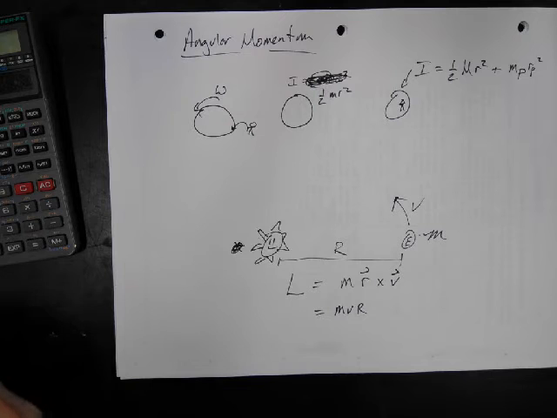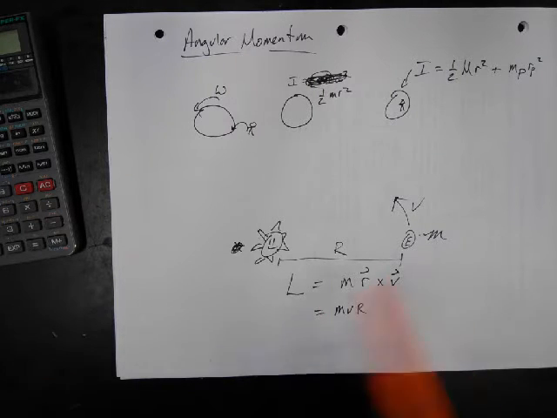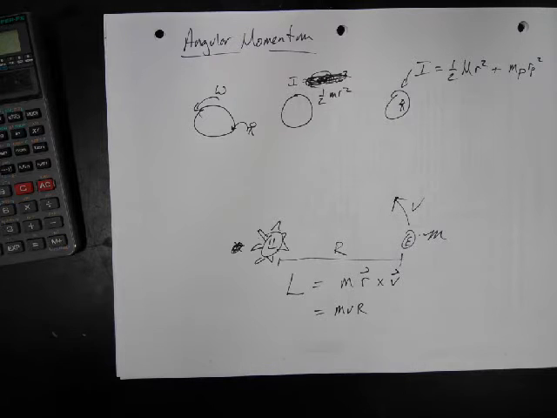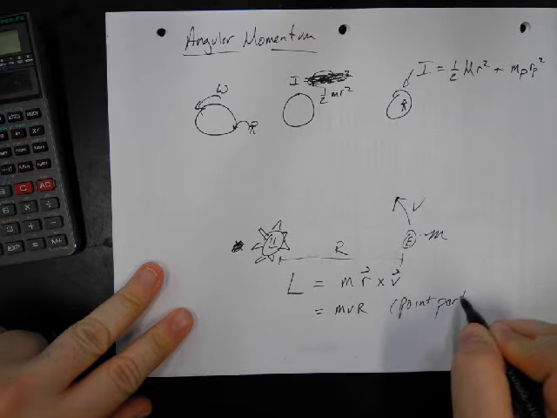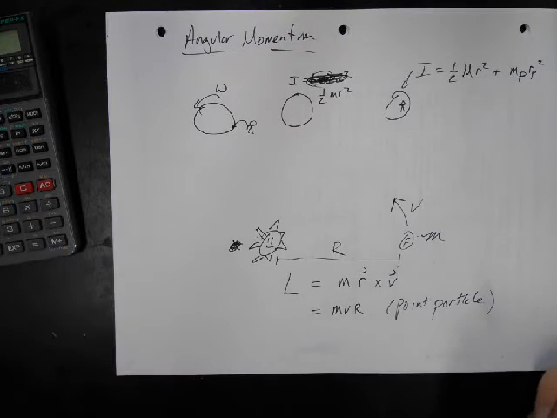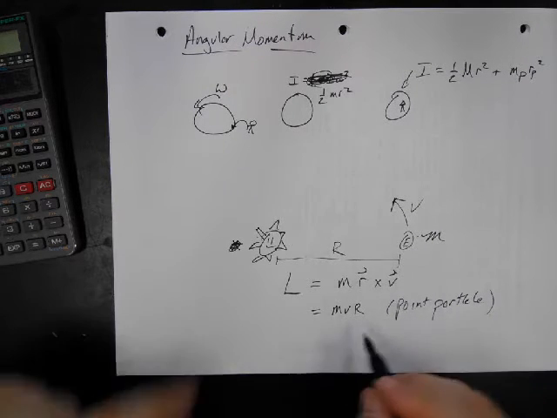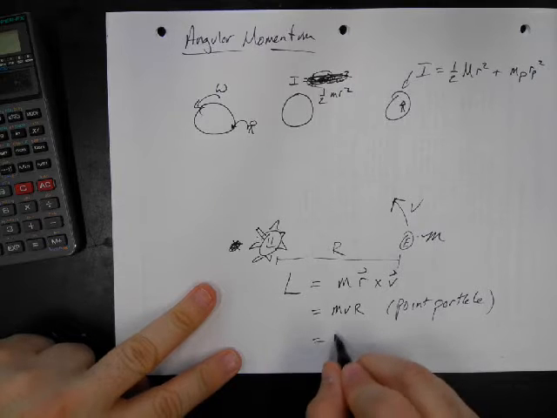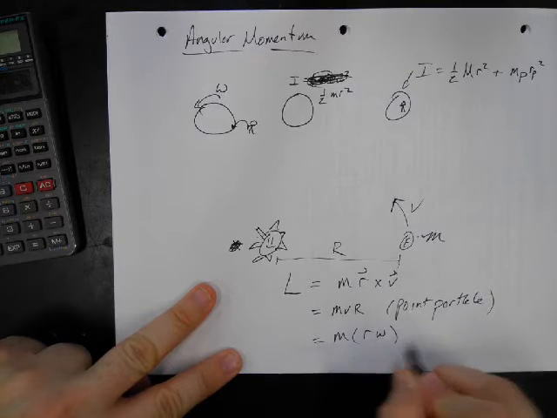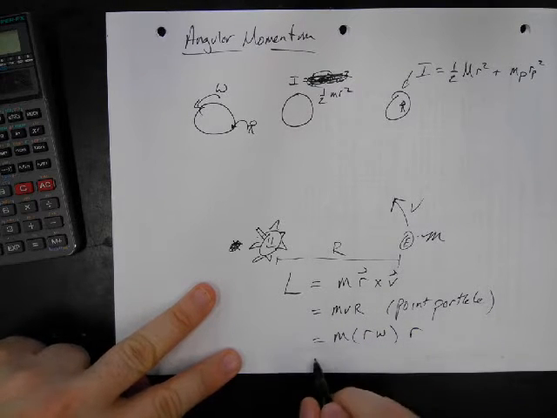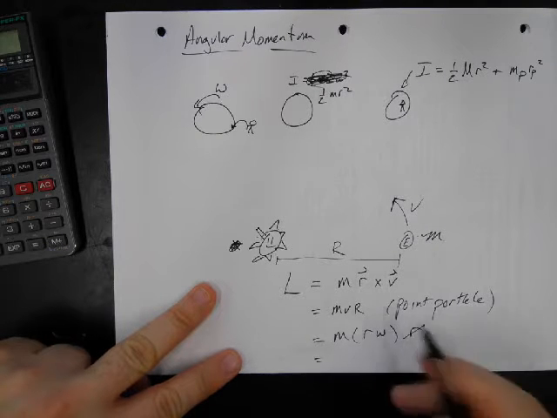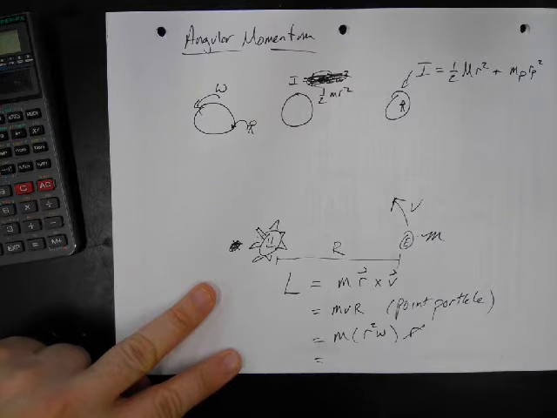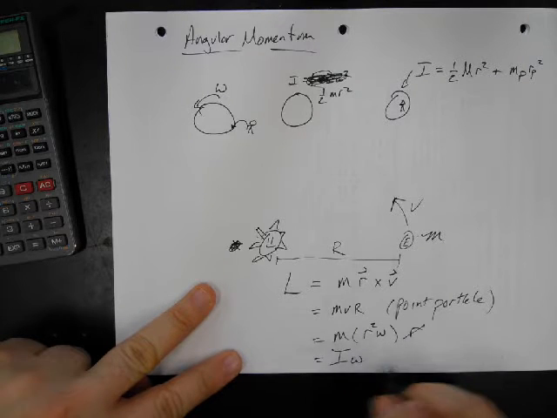So that's well and good, but this is a point particle. Well, we can change this. This v is r omega times r. And then what we note is that we have the moment of inertia for a point particle in here. All right, we'll cancel that r and put it up here as r squared. And so we'll have I times omega.